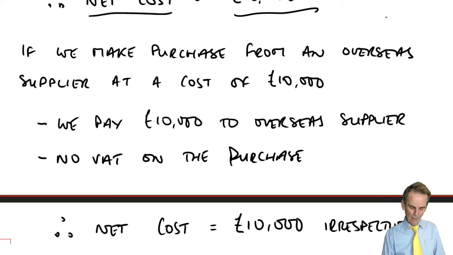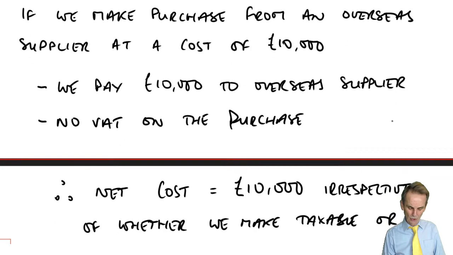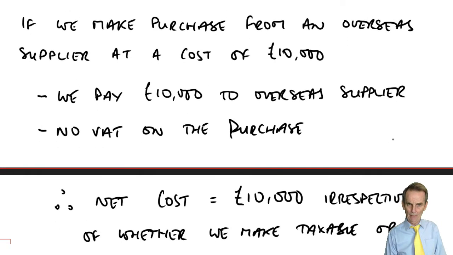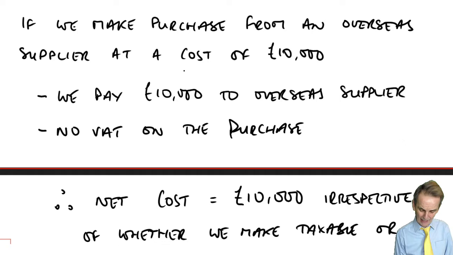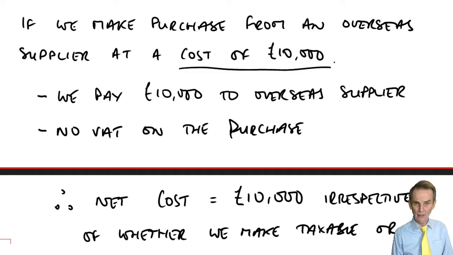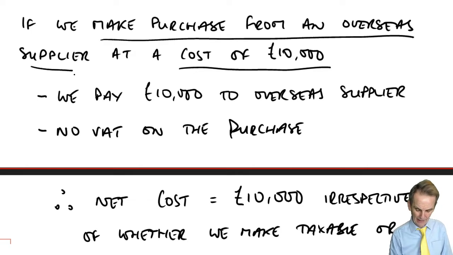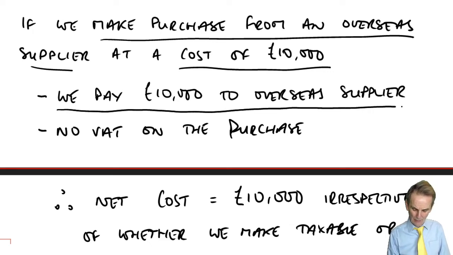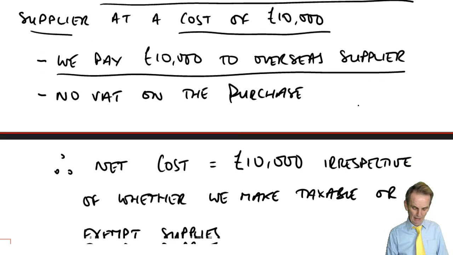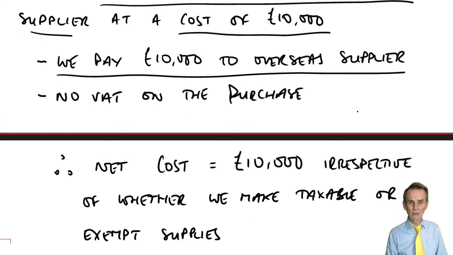Now let's talk about what will happen if we purchase those goods from an overseas supplier, assuming that the net cost is again £10,000. That's what we pay to the overseas supplier. We make purchases from an overseas supplier at a cost of £10,000. So we would pay £10,000 to the overseas supplier, and because it's come from overseas there would be no VAT on the purchase.